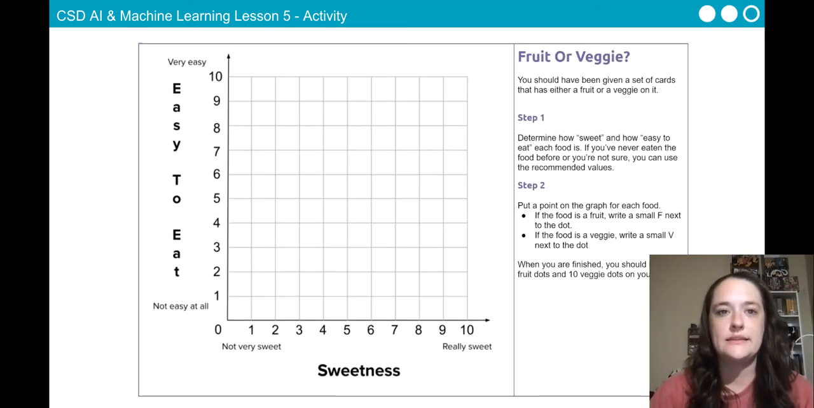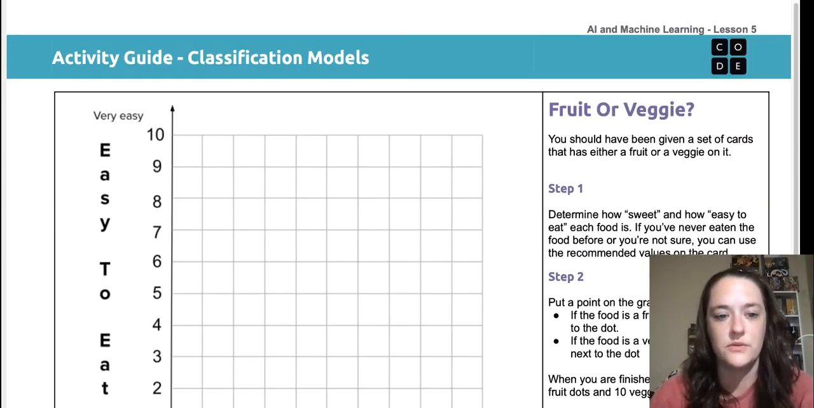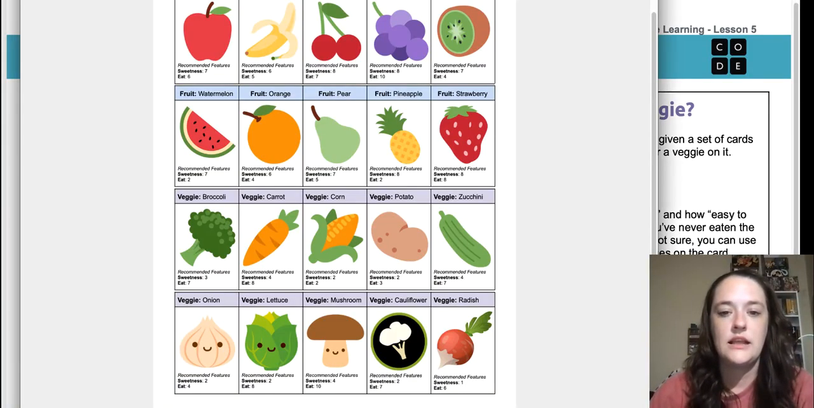Step 1 is determine how sweet and how easy to eat each food is. If you've never eaten the food before or you're not sure, you can use the recommended values. I would maybe just go ahead and go with the recommended values, even if I don't necessarily agree with them, because, like, let's see, carrots, it's a 10. I mean, you just eat it, right? You don't have to cook it.